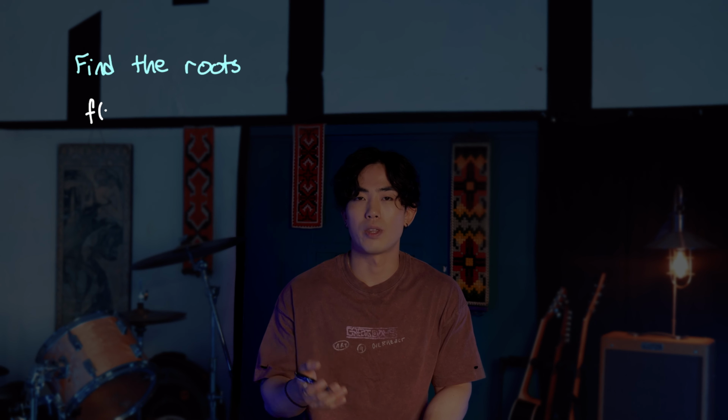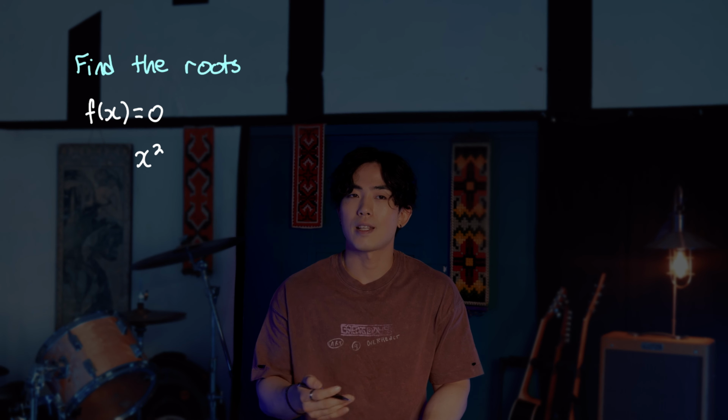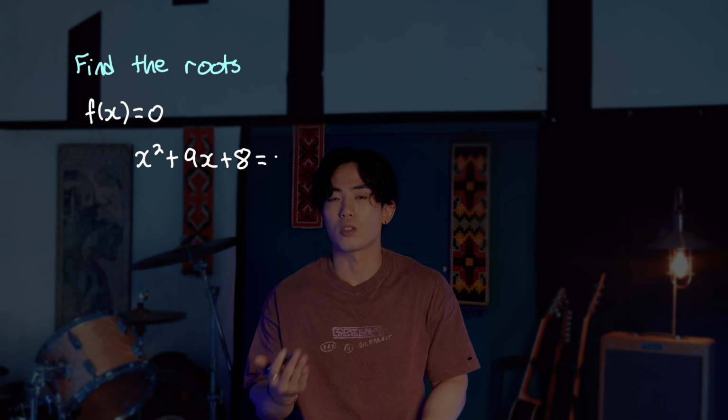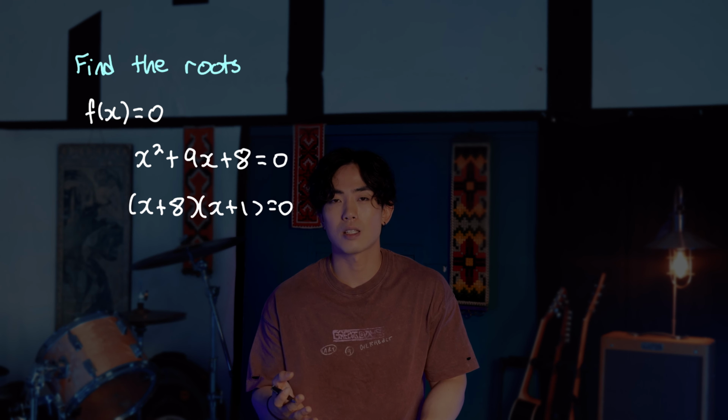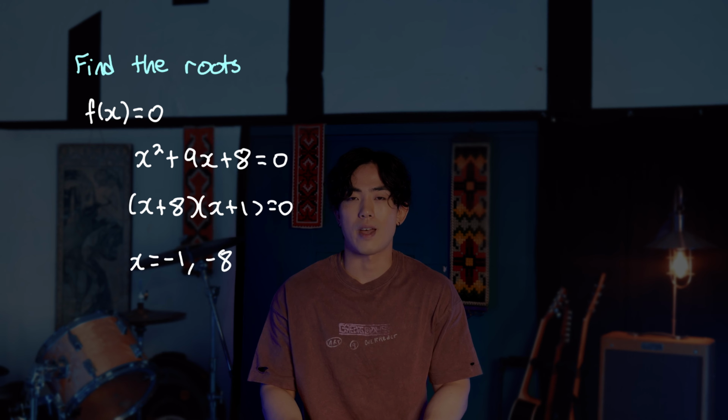This second part is they're asking us to find the roots of the function. Remember, the root is when the function is equal to 0. So I say that x squared plus 9x plus 8 is equal to 0. Luckily, this factorizes. We get x plus 1, x plus 8 in the brackets. x is negative 1 and negative 8.